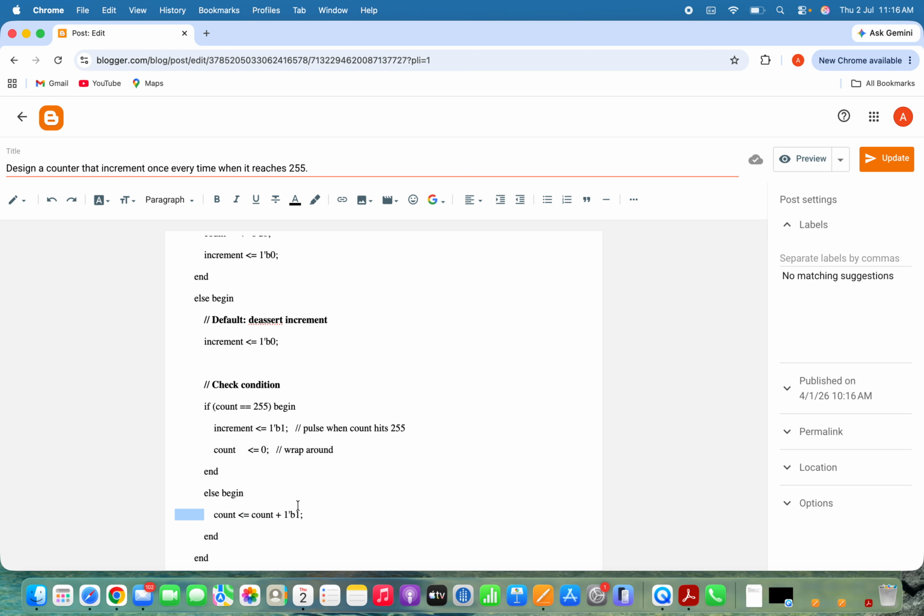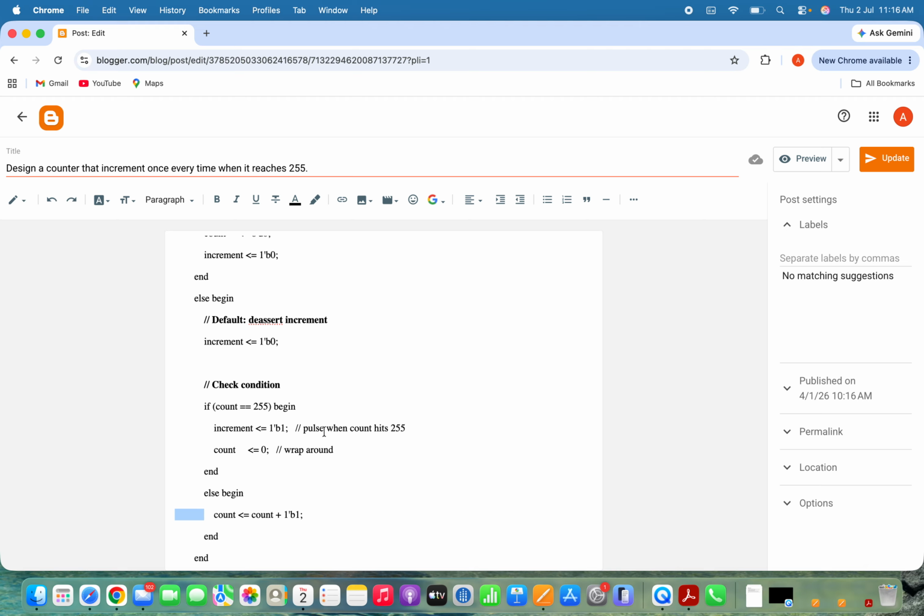So the counter counts from 0 to 255, and when it reaches 255, it generates a 1 clock cycle pulse on increment before starting again from 0. This type of pulse generation is very common in digital design.